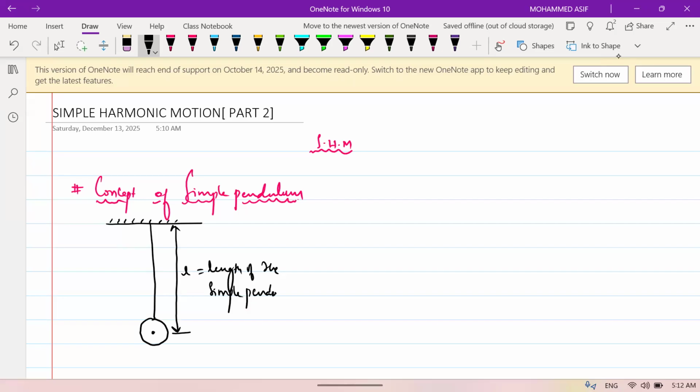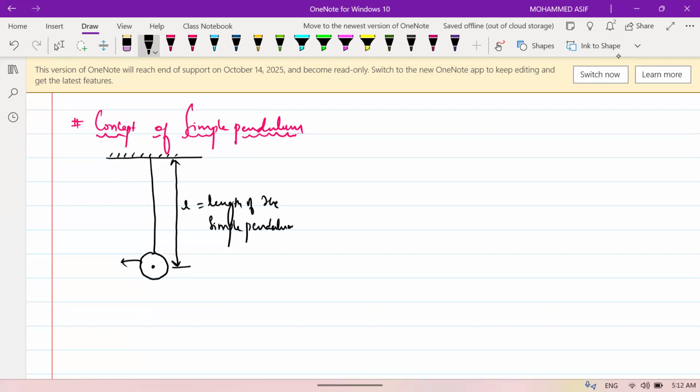Okay. See, the string is in the vertical direction. The bob of mass m, this is your string of length L. Okay. Tell me what all forces will be acting on this body, beta. When it is in the rest position, the forces acting on the body are the weight of the body, mg, and the tension in the string, T.